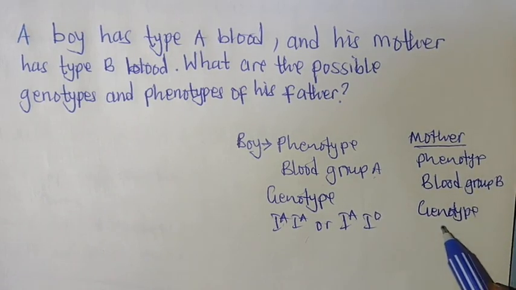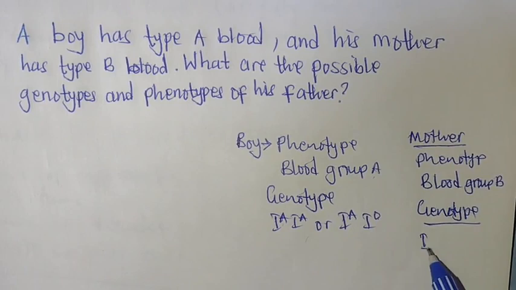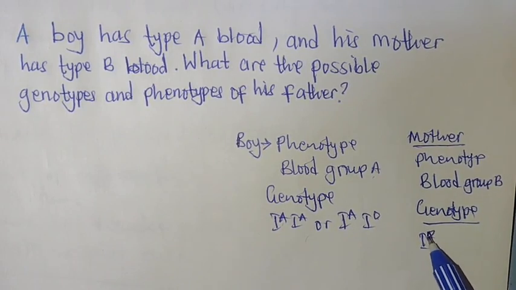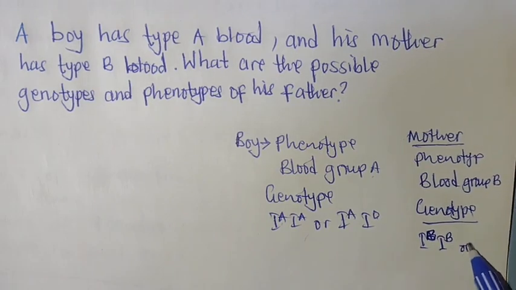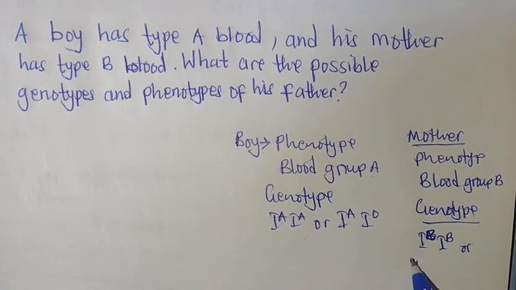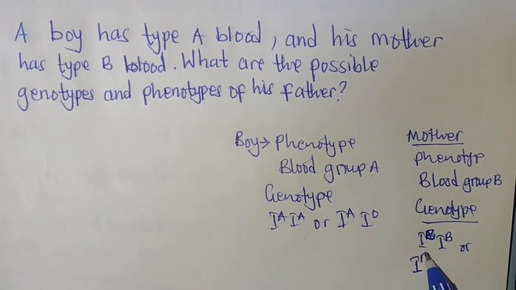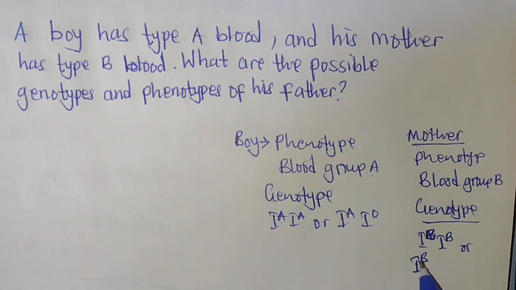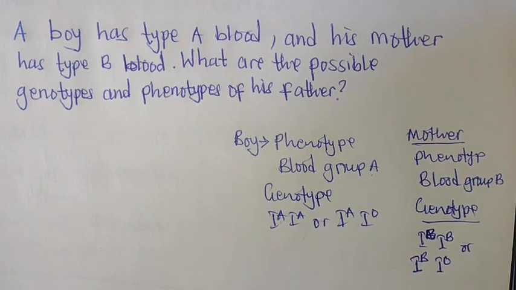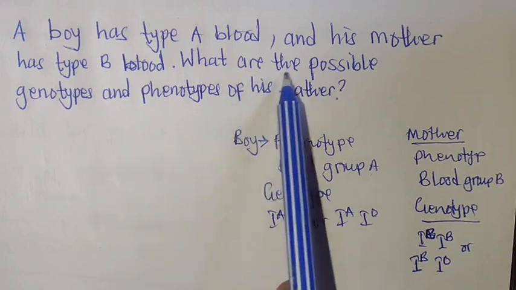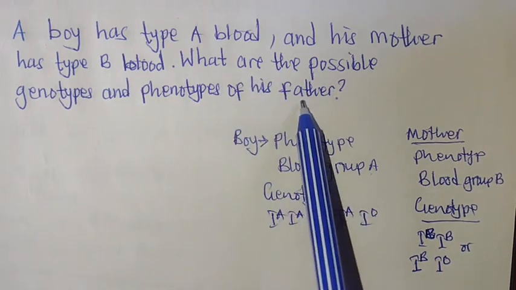So the genotype of the mother, she can be homozygous with BB, or she can be heterozygous with the dominant allele for blood group B and the recessive allele for blood group what? O. So this is for the mother. Now the question is, what are the possible genotypes and phenotypes of his father?